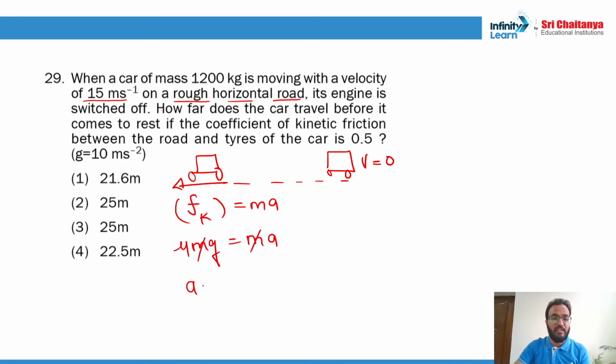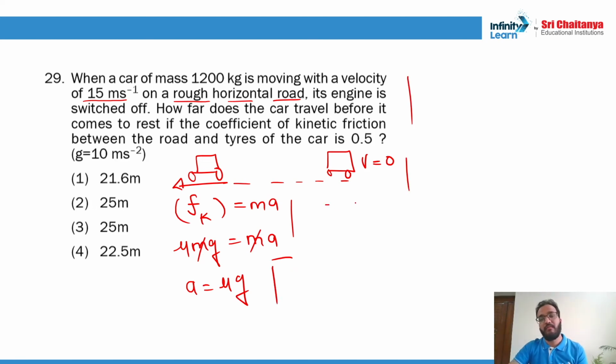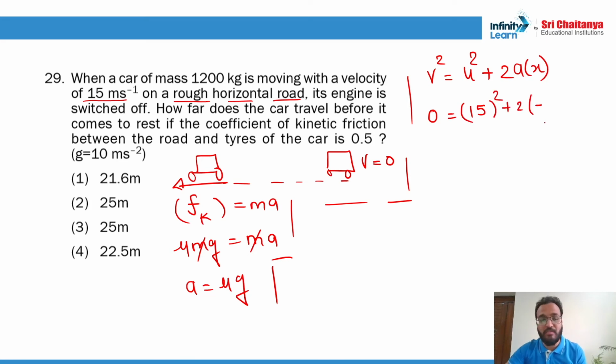So what is the retardation? Mu g. Now very simply you will say, sir, v square is equal to u square plus 2ax. So v is 0, u is 15 whole square, plus 2 into minus mu g. Why? Because it is opposite to the velocity. It is moving in this direction. Minus, mu is 0.5, g is 10, into x.